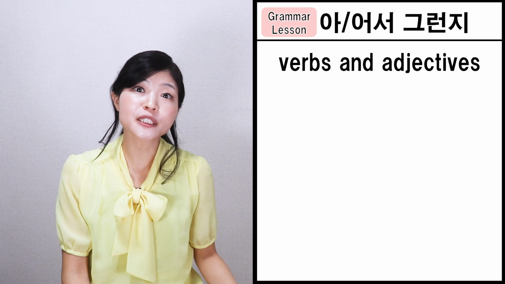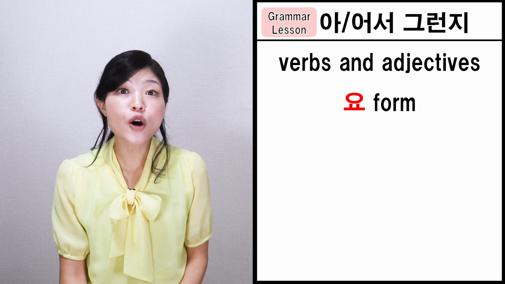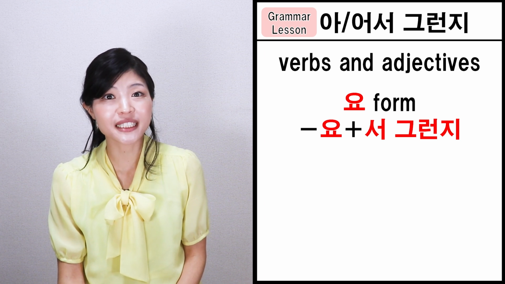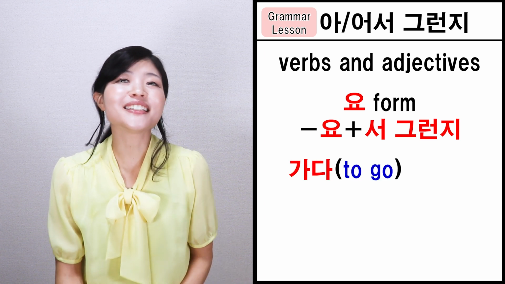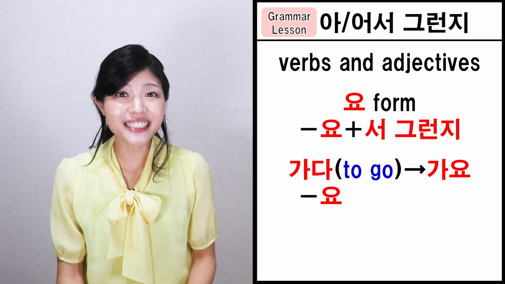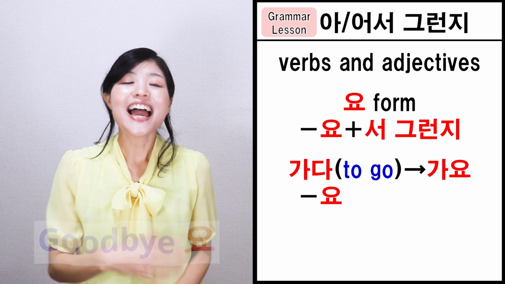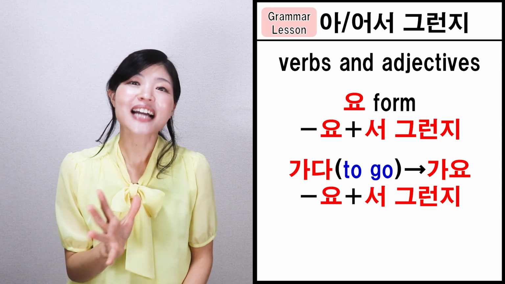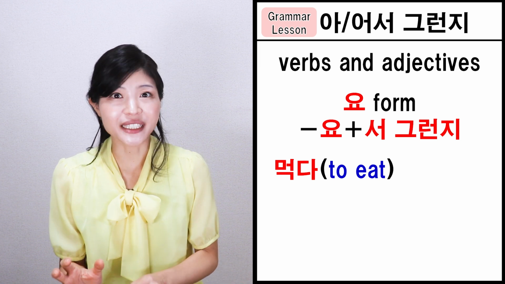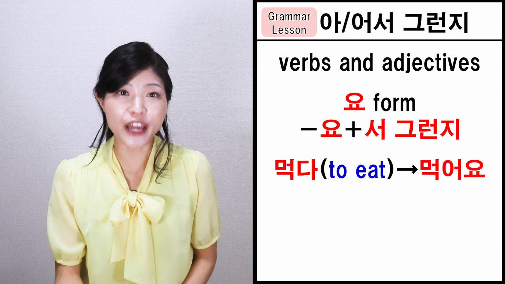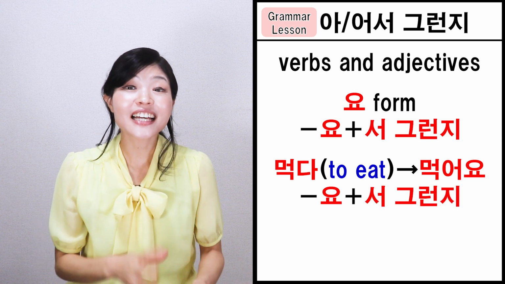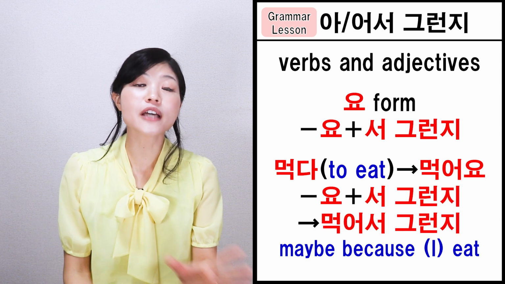You conjugate verbs and adjectives by making the yo form first. Then you remove yo and add 서 그런지 to it. For example, 가다 is to go. The yo form is 가요. You remove yo from it and add 서 그런지 to make 가서 그런지, maybe because I go. 먹다 is to eat. The yo form is 먹어요. You remove yo from it and add 서 그런지 to make 먹어서 그런지.